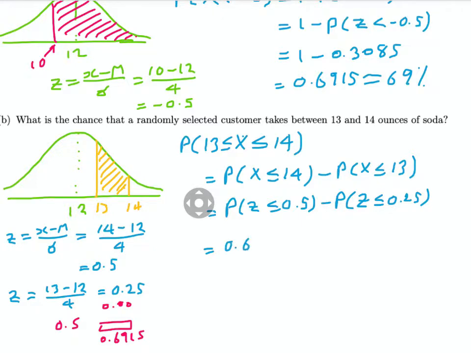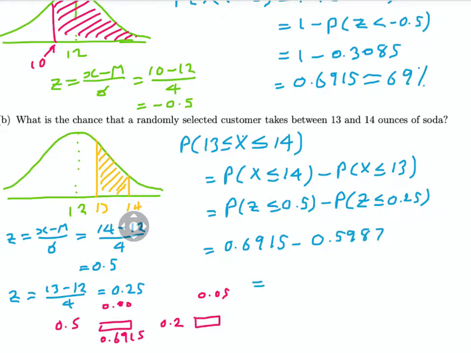Therefore, let me write down over here: this is 0.6915 minus this, the same way. Go to the table here, 0.2, and go to the top 0.05. Then find this number. That number should be 0.5987. So let me write here 0.5987. Therefore, subtract these two, then 0.0928. So we can say approximately we have a 93% chance to take between 13 and 14.